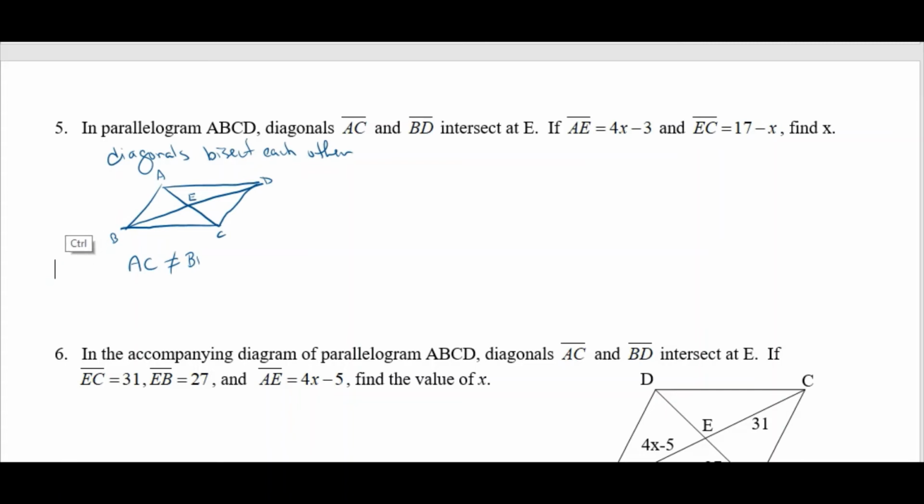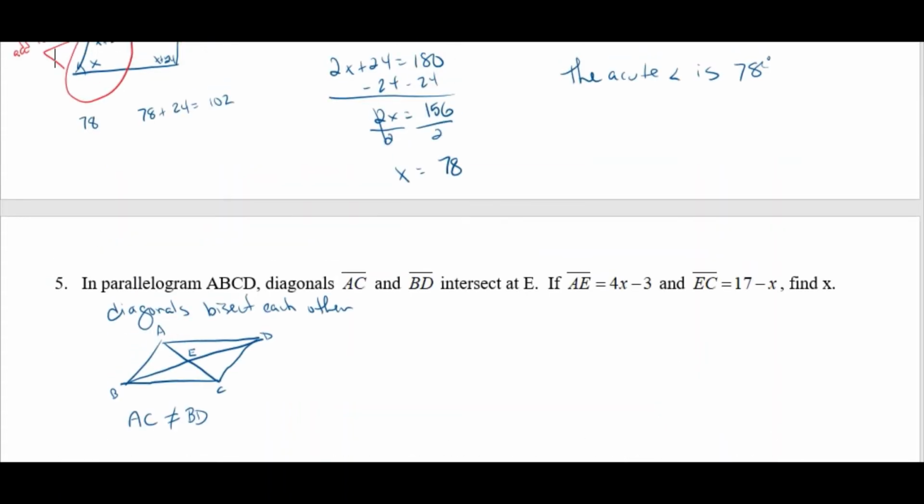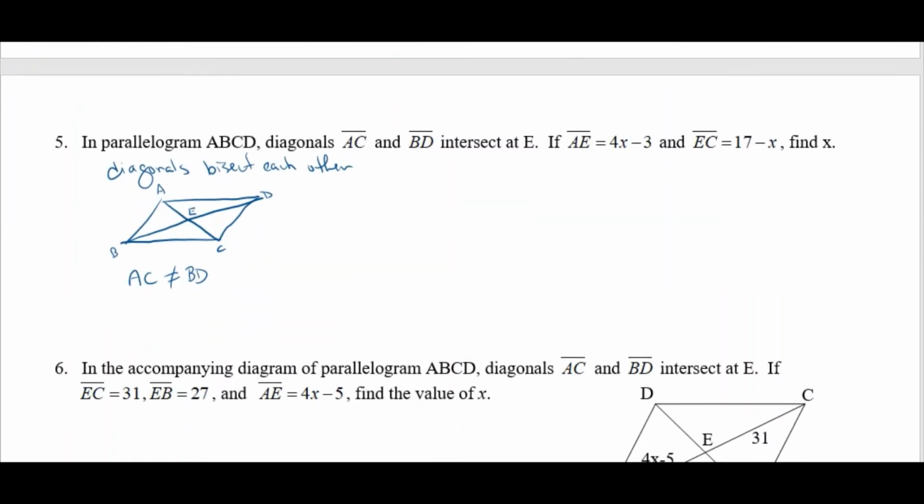What does happen though is that they cut each other in half. So you can see how it says AE is congruent to EC, and that's what they give us here. So we know that 4x minus 3 is equal to 17 minus x. And then same thing, we're going to add the x over to both sides.